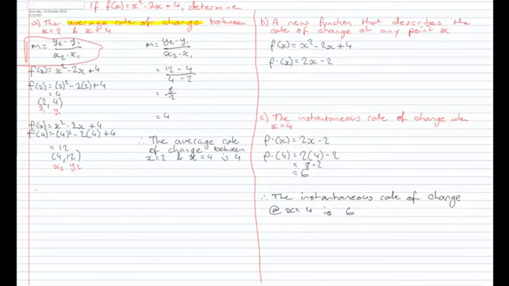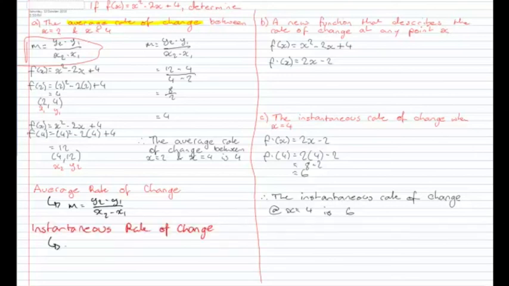Now, summing up, if the question asks for the average rate of change, or the average gradient, it means use the formula m equals y2 minus y1 over x2 minus x1. If the question says find the instantaneous rate of change, it means differentiate, or find f dash of x.